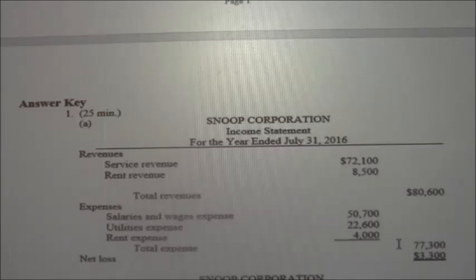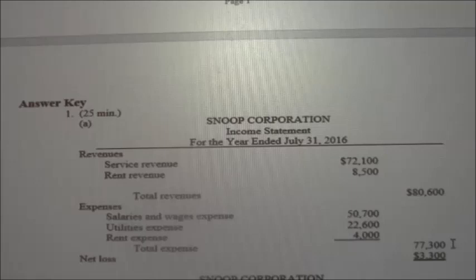As you notice, and I think your Connect may do this to you, see these expense items, they're in order by what amounts. You see that 50,000 there, and then it goes down to the 22, and then it goes down to the 4. So you add those up, and then you give the total expenses overhead, 77,300.